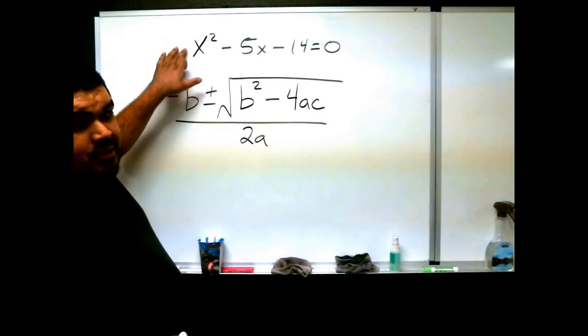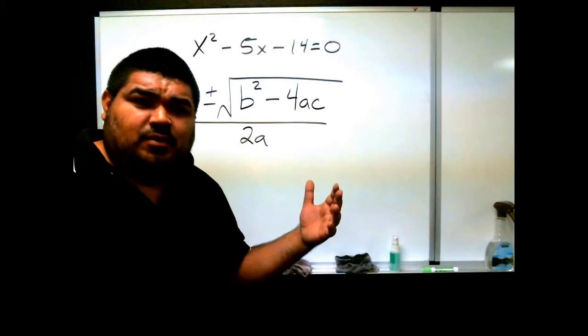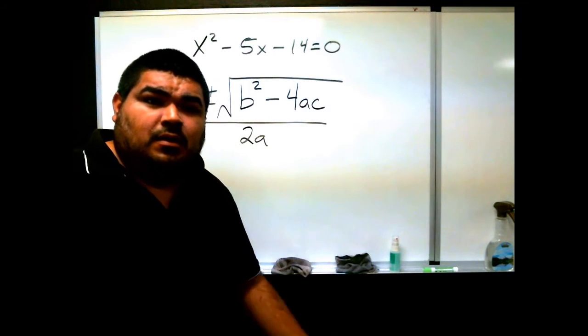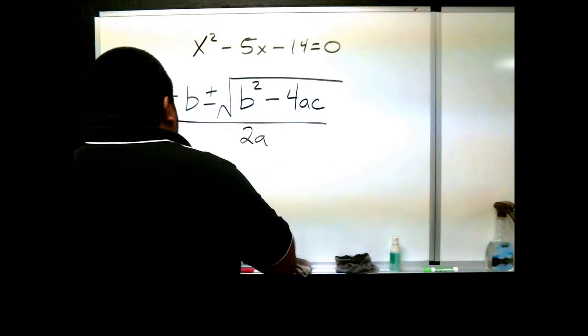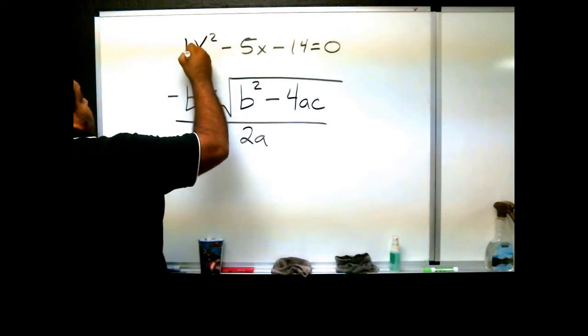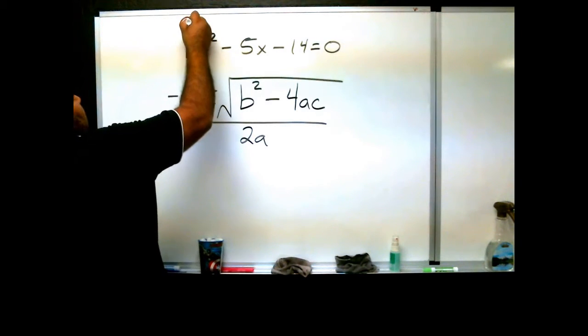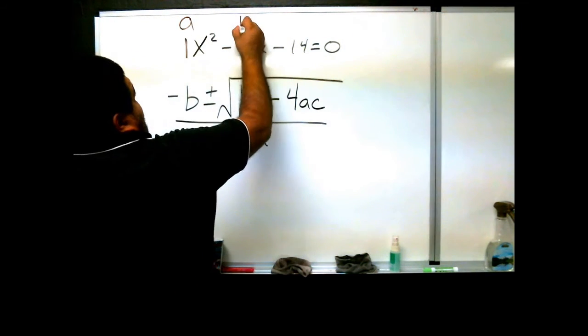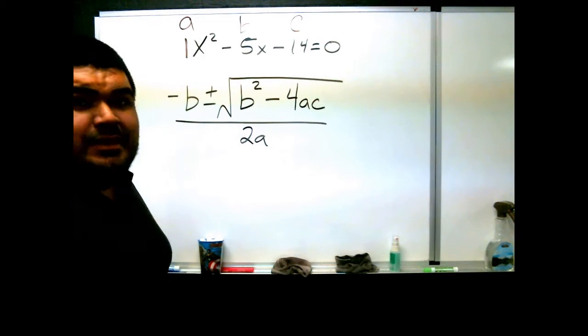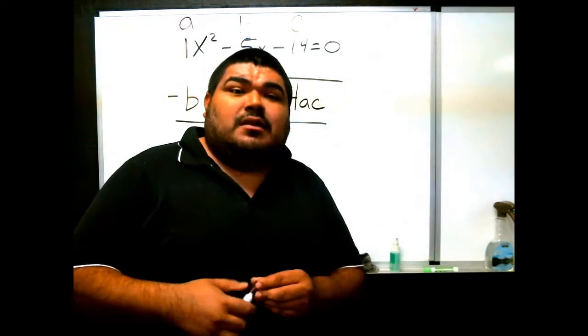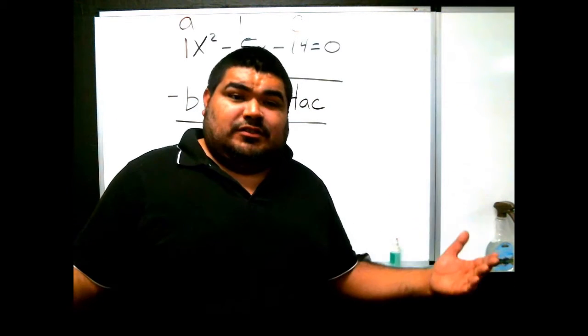Notice that there's no number here. What's always there when there's no number? A 1, right? There's always a 1 there. So there's a 1 here. We know the 1 is going to be A. The negative 5 is going to be B. And the negative 14 is going to be C. Because that's the way quadratics are labeled.